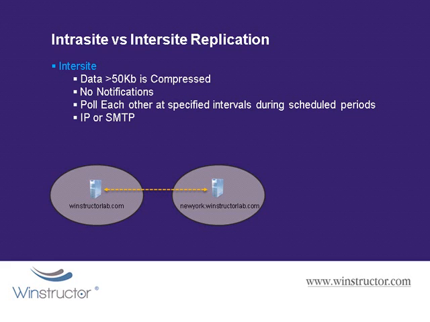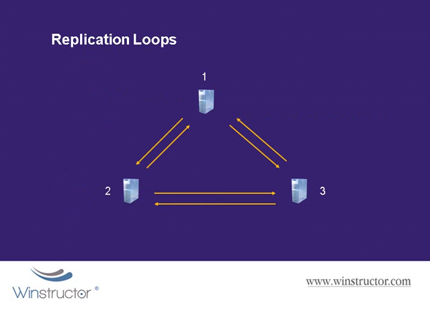Instead, one domain controller in each site will act as what's called a bridgehead server, and that handles the replication to the bridgehead server in the other site. This inter-site replication occurs during scheduled periods, and if there have been directory changes and replication is required, then the changes are pulled to the domain controllers that require the changes. Unlike intra-site replication, inter-site replication doesn't use remote procedure calls, it uses the Internet Protocol, or SMTP.